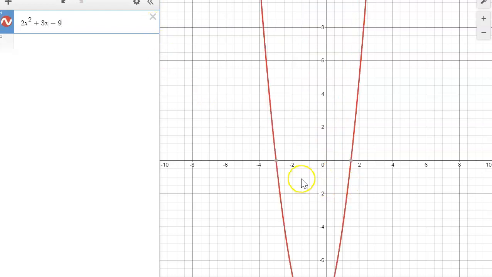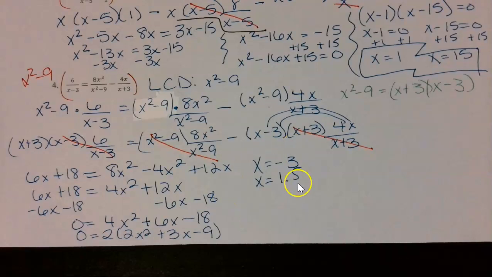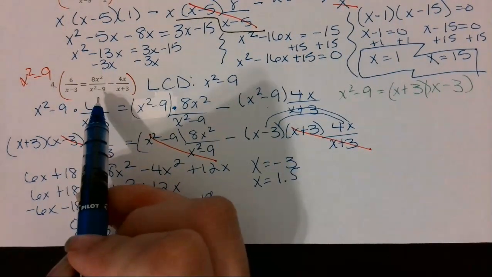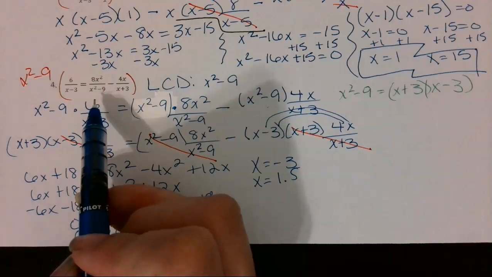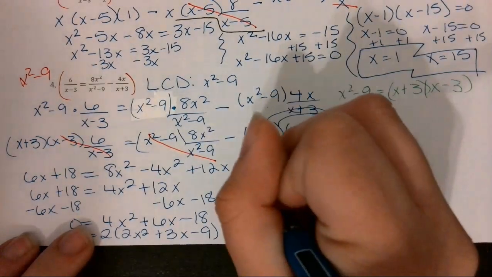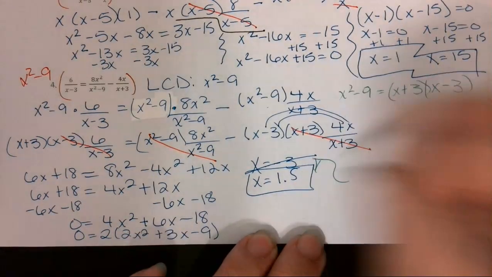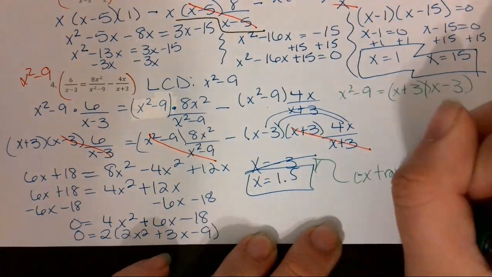Okay, so if I look on the graph, it's crossing at -3 and positive 1.5. So let me go back to my paper. Over here, if I plug in -3, it'd give me -6. -3 here would give me 9 minus 9, which would give me 0. So -3 is not an answer, only 1.5 is. This answer right here that I crossed out is an extraneous solution. Remember, that means it's extra and we don't need it.